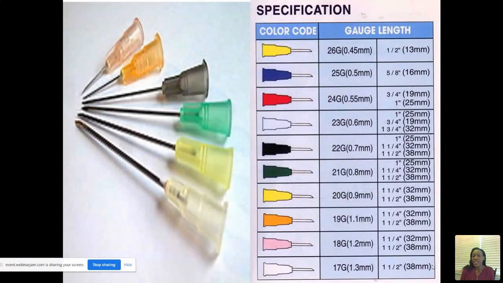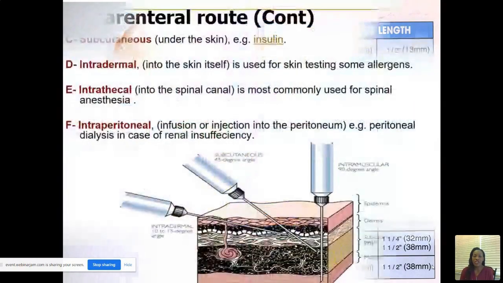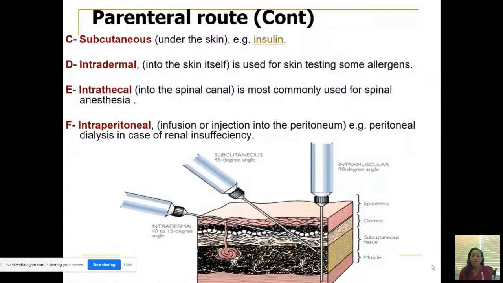The other thing you need to remember when we're giving medication intravenously is that you need to know about your gauges. Just a quick refresher: the smaller the gauge, the larger the needle, and vice versa. The larger the gauge, the smaller the needle. Depending on the size of the individual, how chunky they are, how skinny they are, you're going to change your needle. But don't forget, if you're giving blood, you need at least a minimum of an 18 gauge for blood administration.